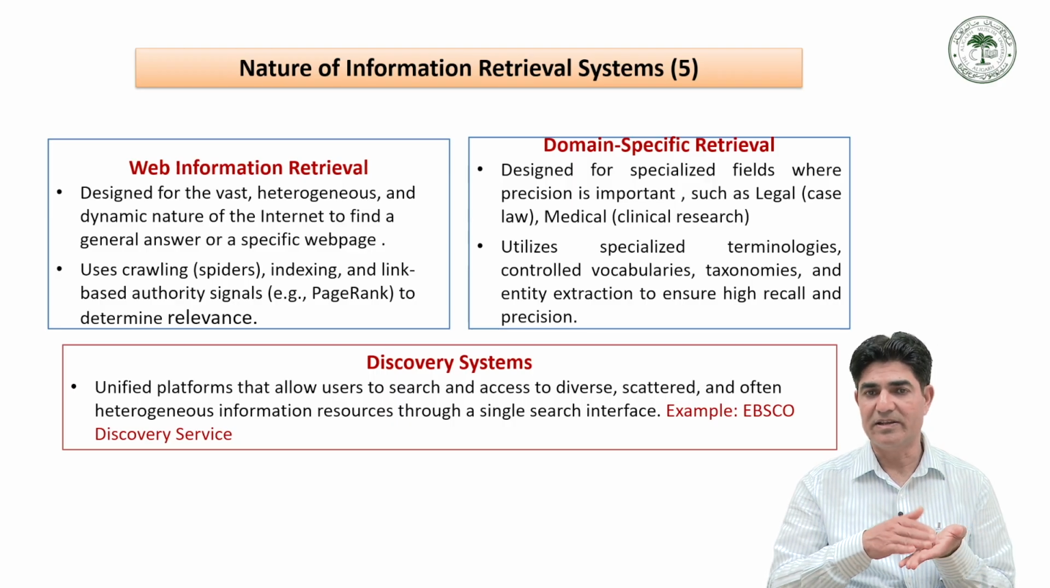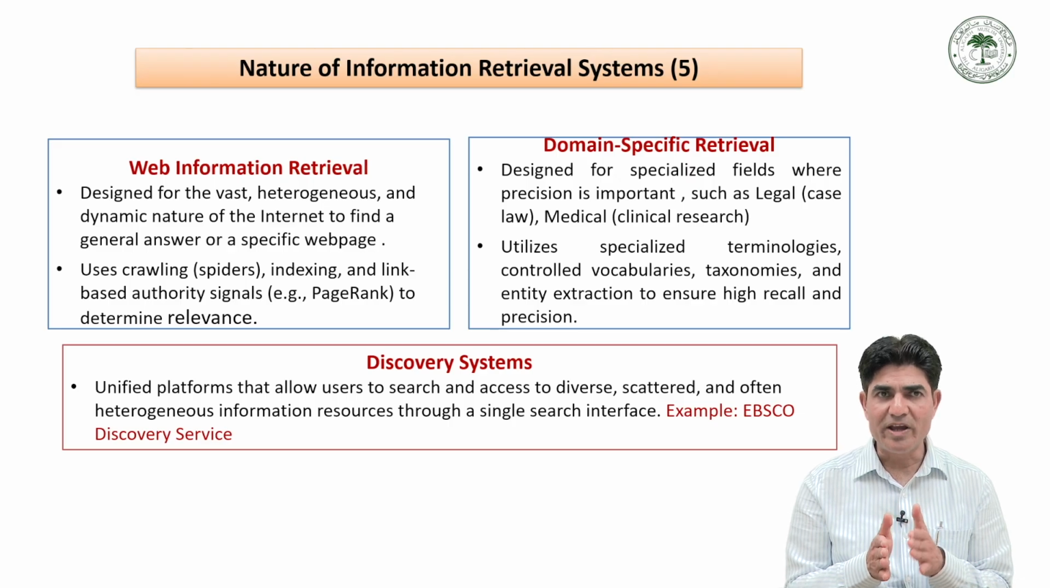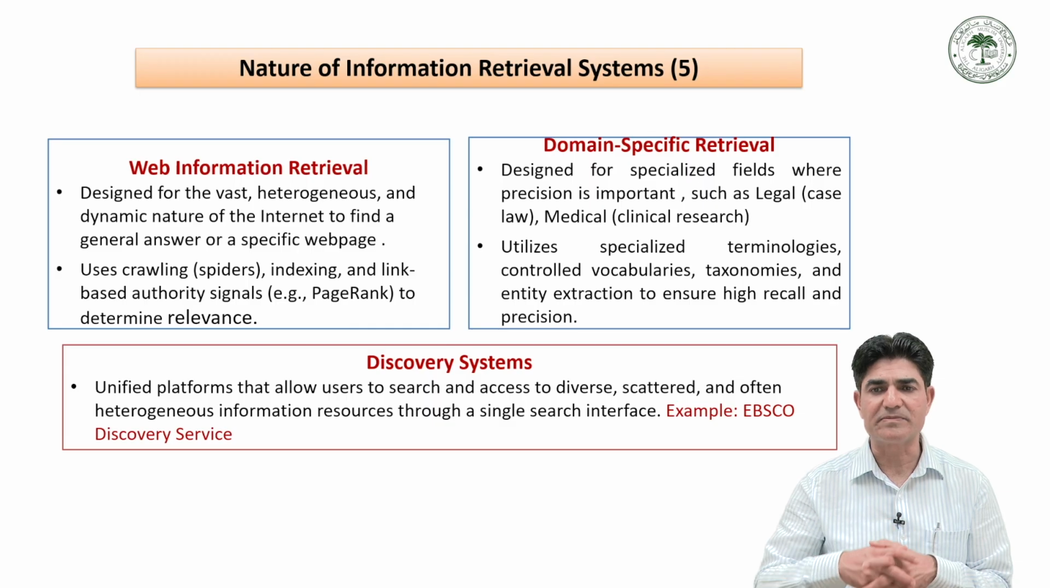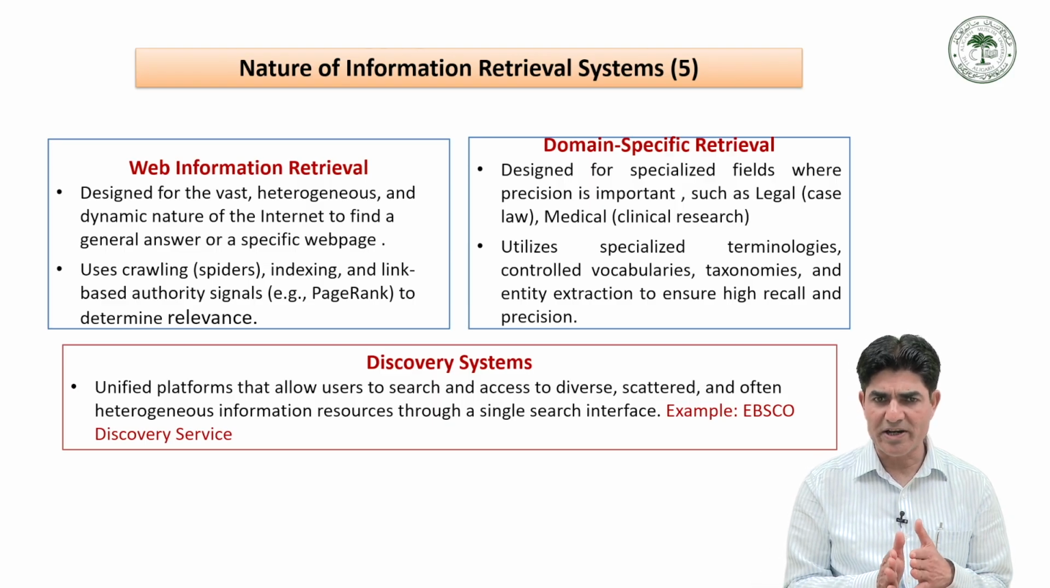and relevance is also determined. When we talk about the domain-specific retrieval system, they are designed for a specialized field where precision is important, and a specific domain-based or subject-specific information retrieval system can be designed. An example may be medical and clinical research. These kinds of information retrieval systems utilize specialized terminologies like controlled vocabulary tools, taxonomies, and entity extraction to ensure high recall and precision. Recall and precision are two important factors for evaluating the performance of an information retrieval system.